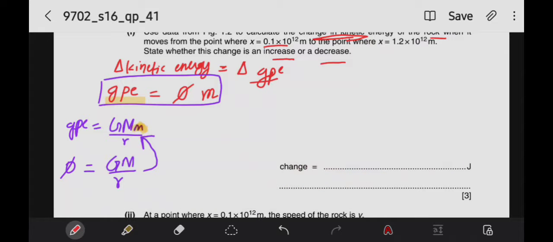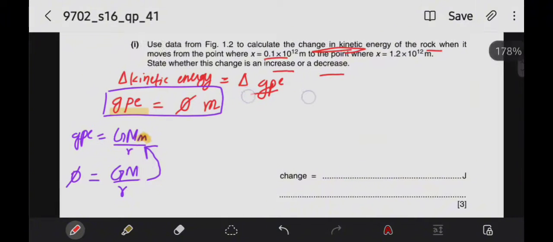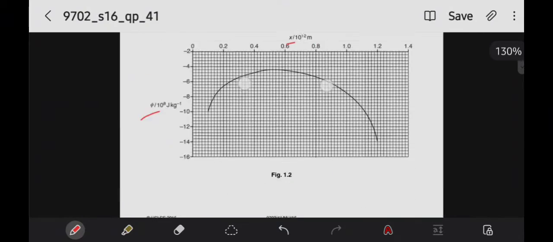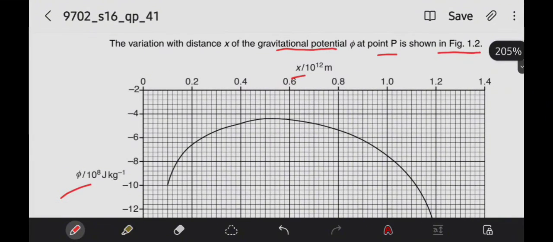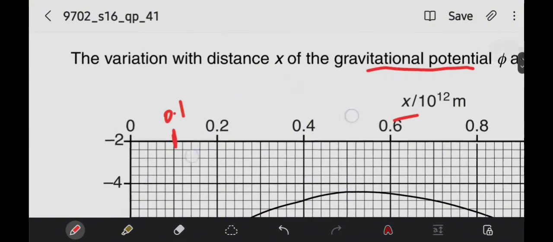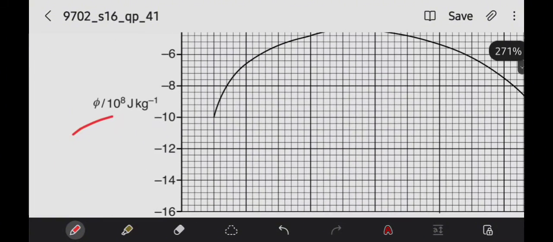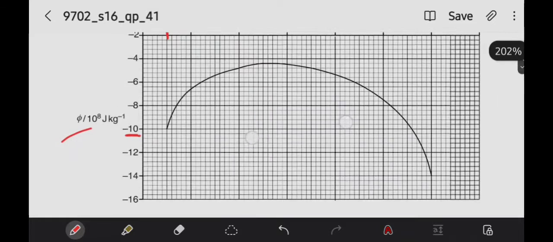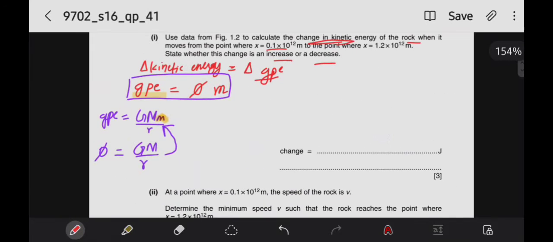So now, using this relationship, we can say that at x is equal to 0.1 × 10^12, it is somewhere over here. Here, right? So this is 0.1 × 10^12. And let's read off the value of gravitational potential, which is minus 10 × 10^8. So let's write that down.